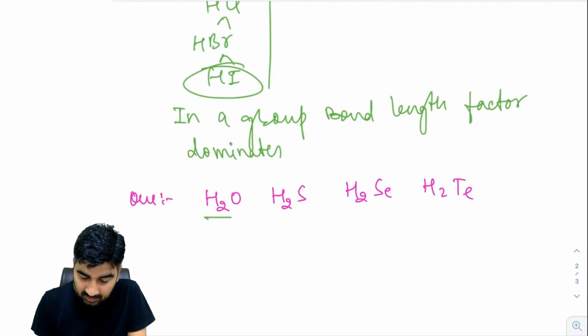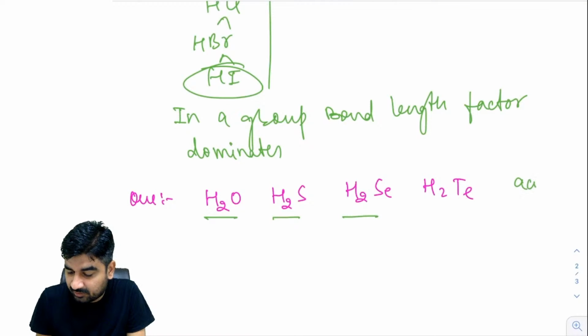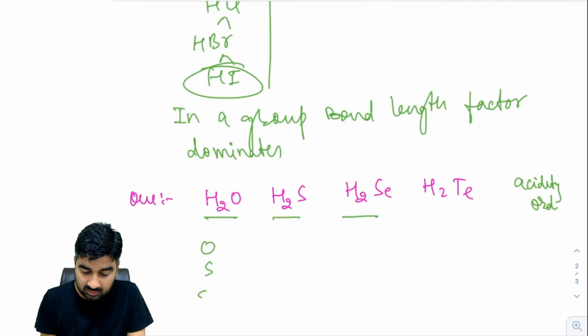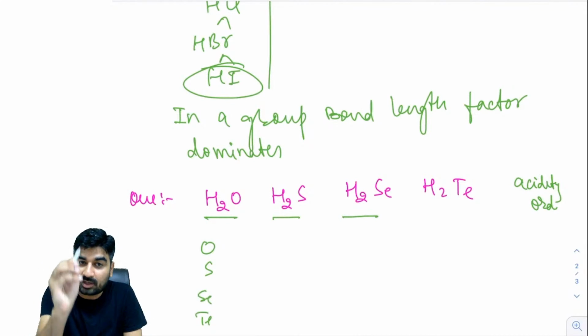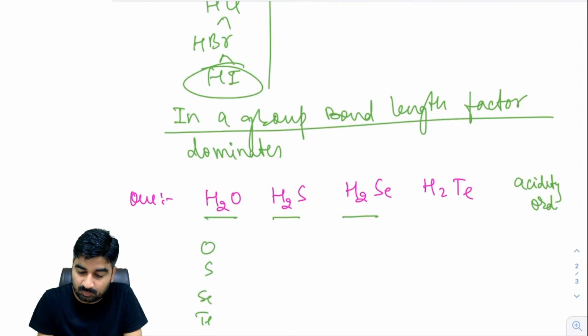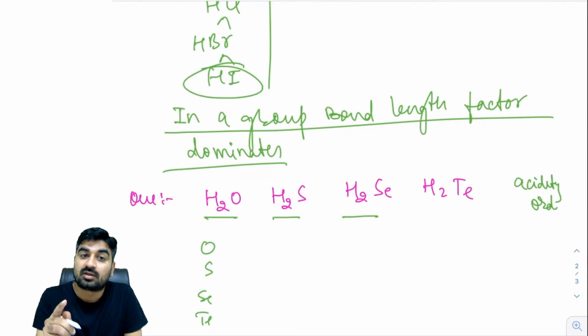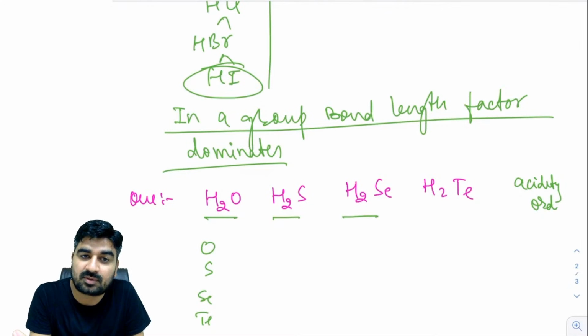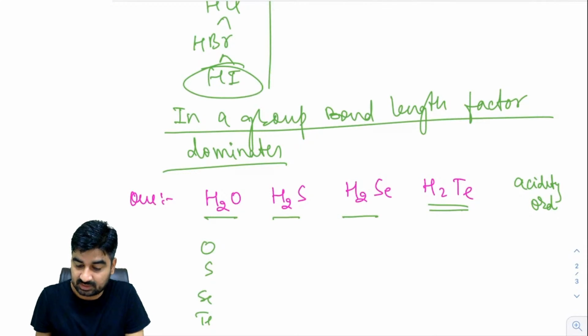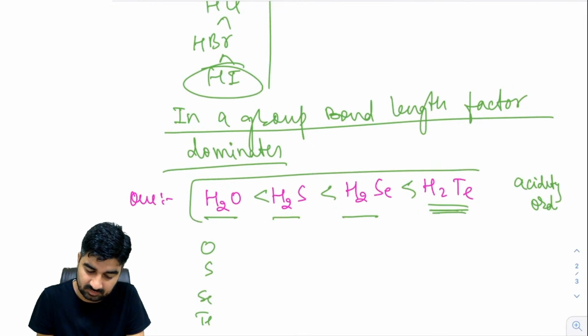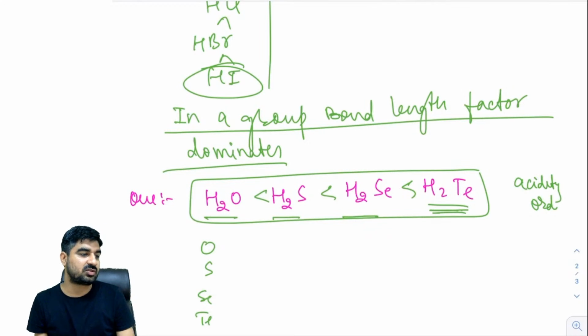Yes, arrange them in increasing order of acidity. So basically O, S, Se, Te, Po. I'm talking about group, and I just told you in a group bond length factor dominates. So just answer your order as per bond length. So here the bond will be of maximum length, it is easiest to break, and it will give you H plus most easily. So this is your answer.